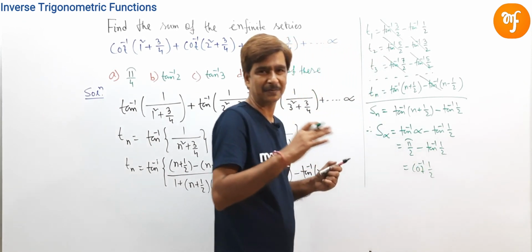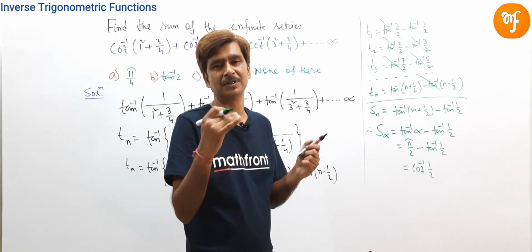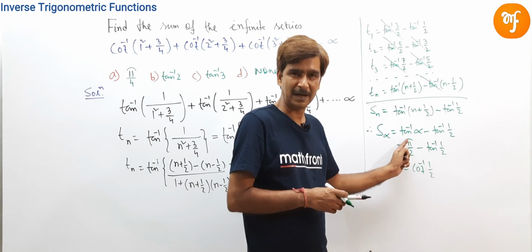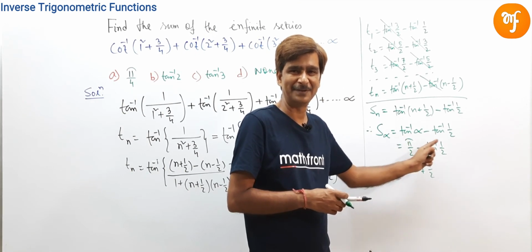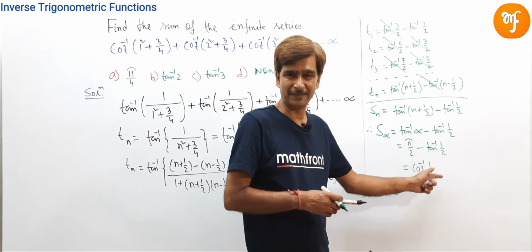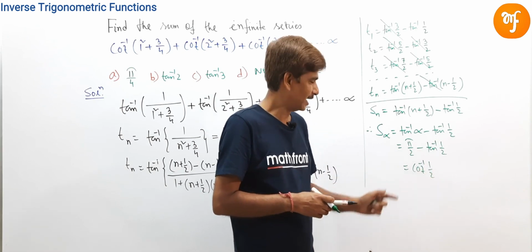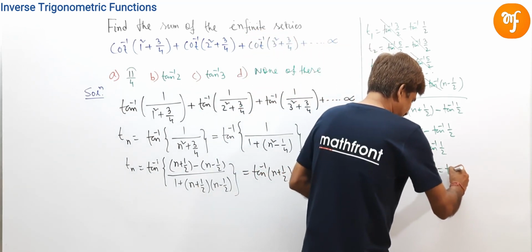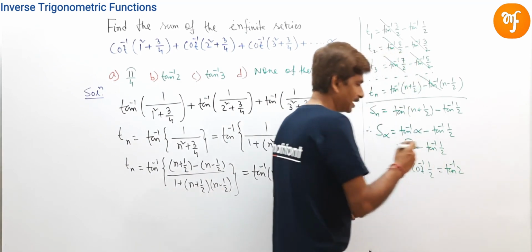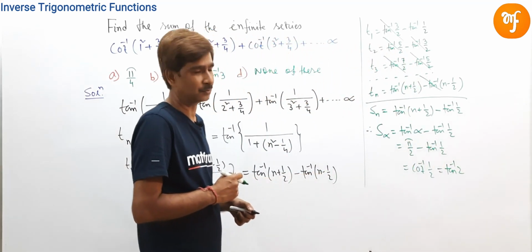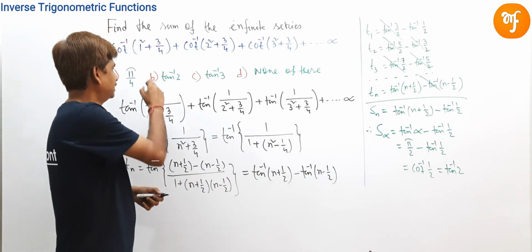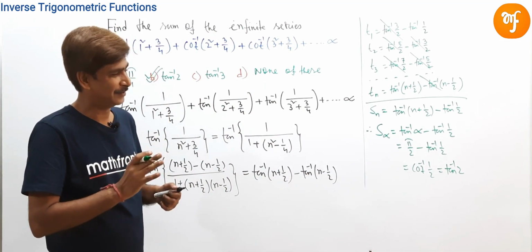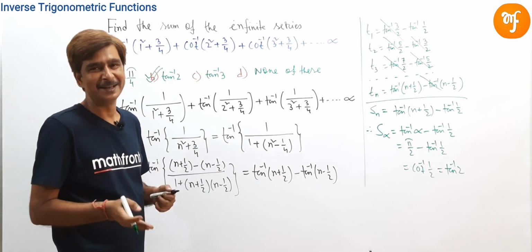We know tan inverse of x plus cot inverse of x is equal to pi by 2. So pi by 2 minus tan inverse of x will be cot inverse of x. Okay, that is cot inverse of half. And cot inverse of half can be written as tan inverse of 2. So our answer should be tan inverse of 2. And look, in the option B, the answer is tan inverse of 2. Okay, very easy, I think. Now come to the next question.